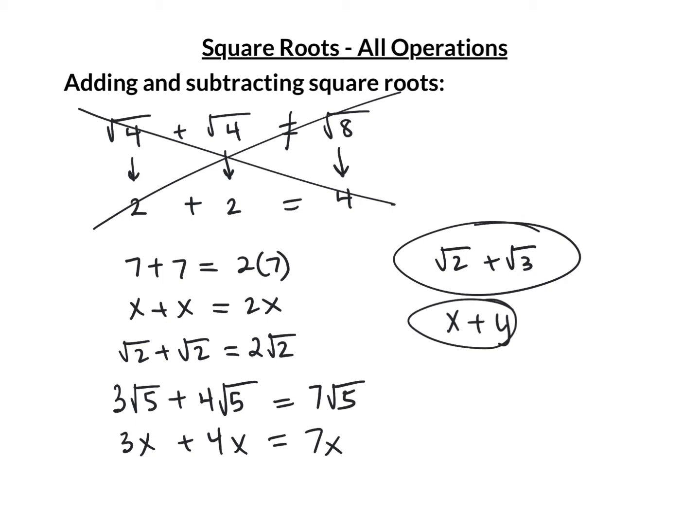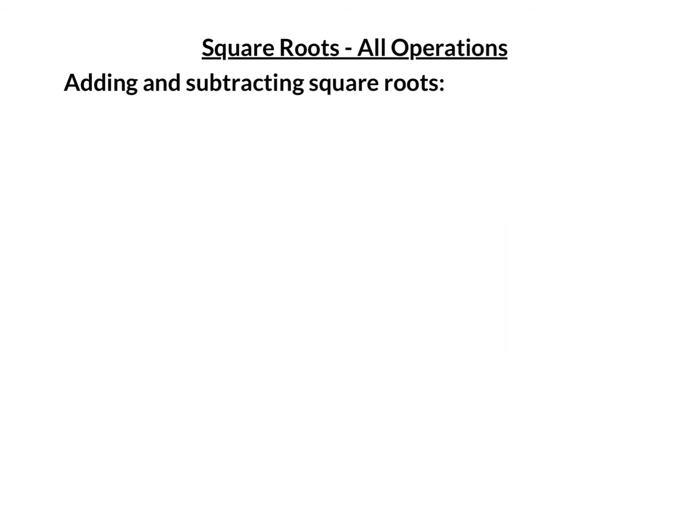Adding and subtracting work the same way. So, if I said 8 root 3 minus 5 root 3, you just subtract the coefficients, 8 and 5. 8 minus 5 is 3, and you get 3 root 3. What we have to understand then is that we can only add square roots if they are like terms.